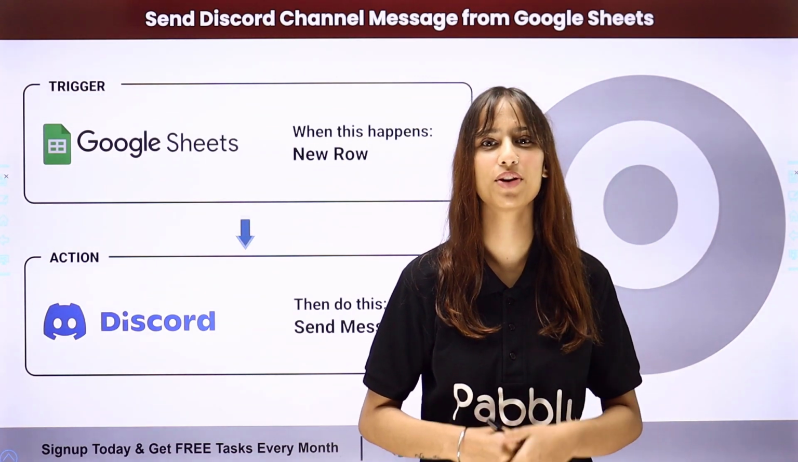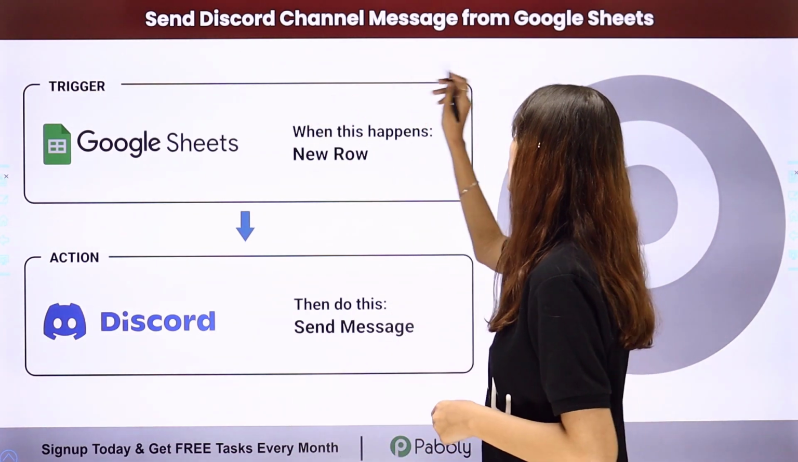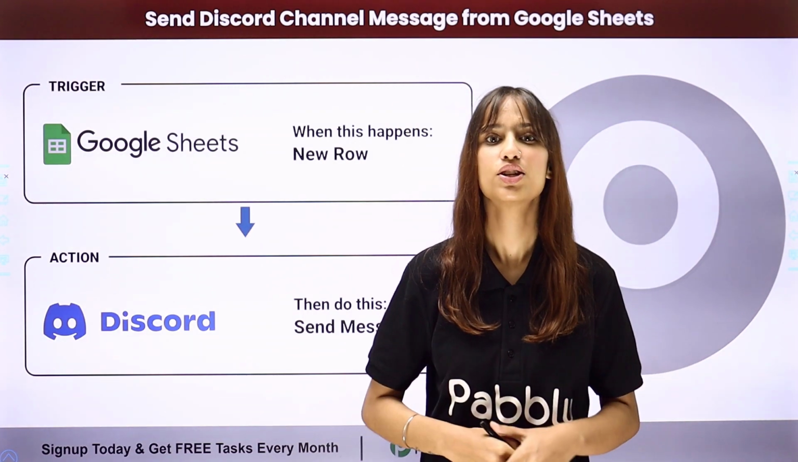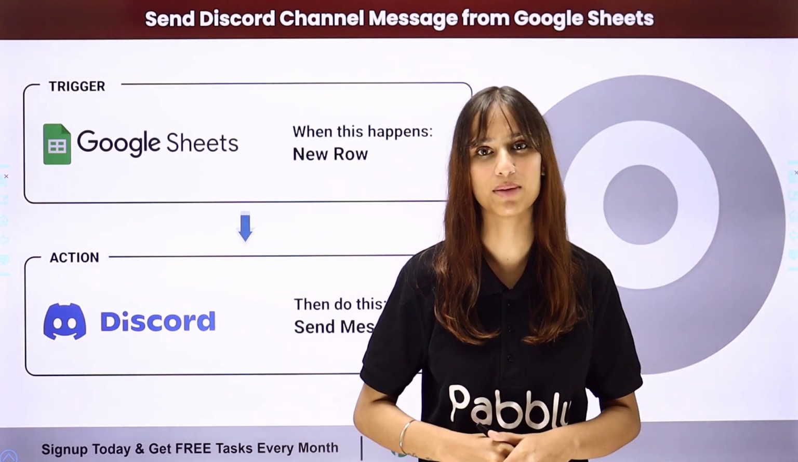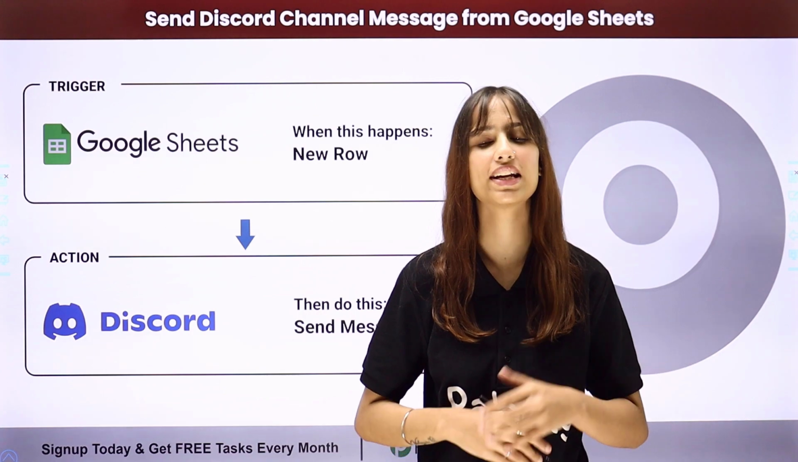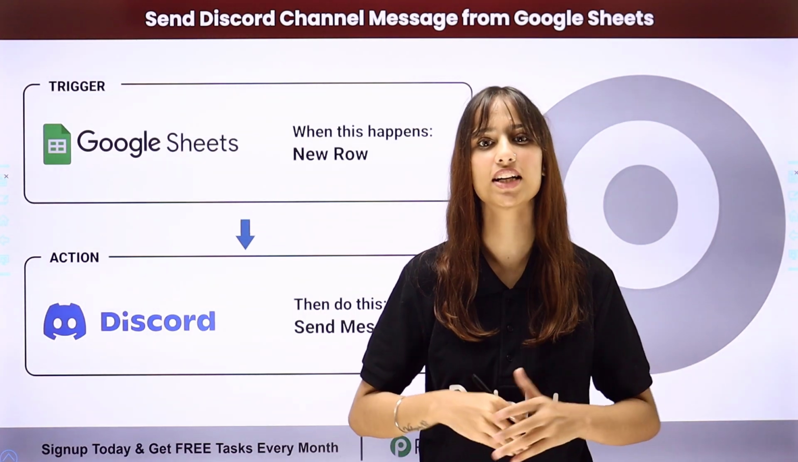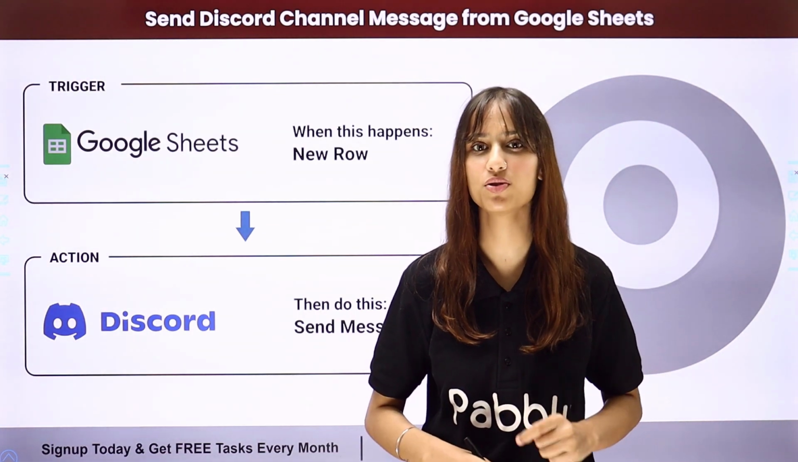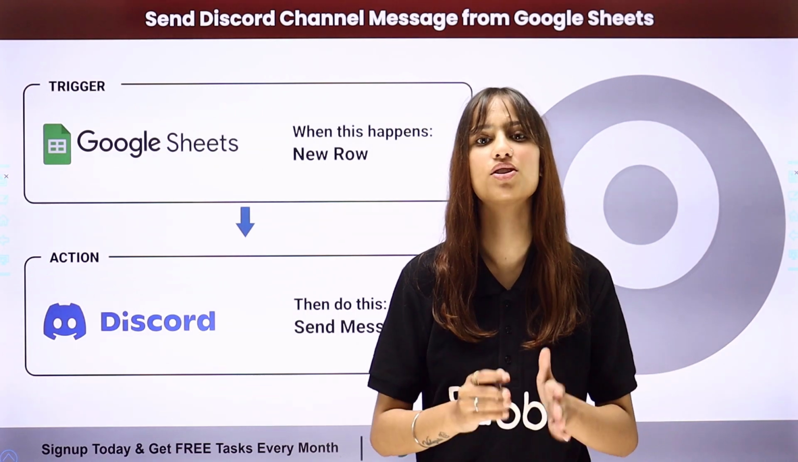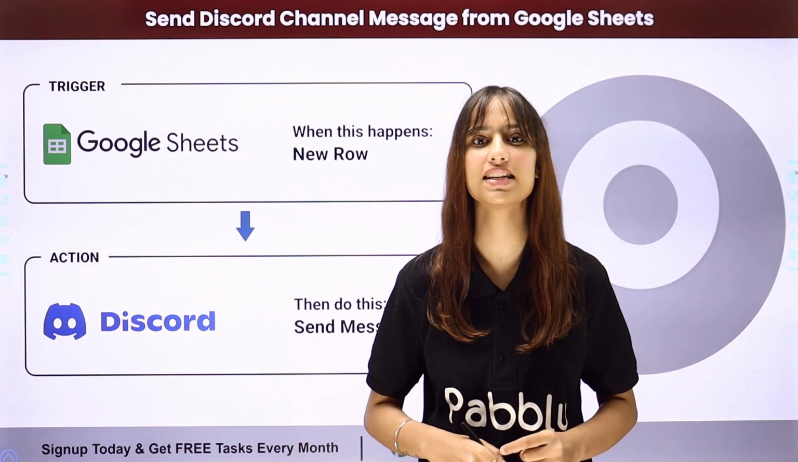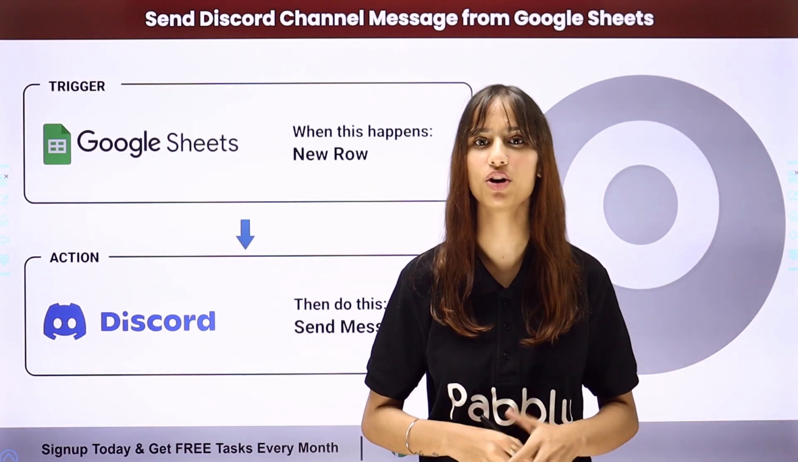So in today's video we are going to understand how to send Discord channel message from Google Sheets. Here let's suppose that I'm a social media manager and I maintain the post content in a Google Sheet. My objective is that whenever I add the post content details in my Google Sheet, then automatically it should be sent as a channel message to my team on Discord.